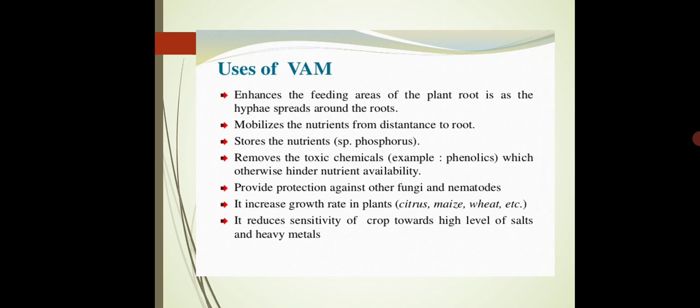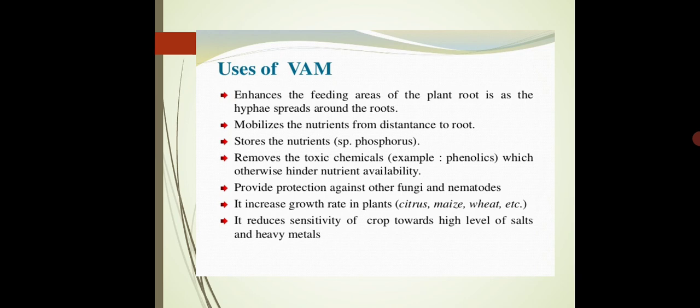It provides the protection against other fungi and nematodes. जो harmful fungi हैं, जो nematodes हैं, roundworms हैं, उससे ये प्लांट की ग्रोथ को या फिर उससे ये प्लांट्स को बचाती है. सो इट प्रोटेक्ट्स द प्लांट अगेंस्ट फंजाई एंड निमैटोड्स. इट इंक्रीजेज द ग्रोथ रेट इन प्लांट्स. तो स्पेशली वैम ये कौन से प्लांट या कौन से क्रॉप्स के लिए यूज़ किया जाता है? इट इज़ यूज्ड फॉर द सिट्रस, फॉर द मेज, फॉर द व्हीट एक्सेट्रा, जस्ट टू enhance the growth and to stimulate the production of plant stimulating hormones.